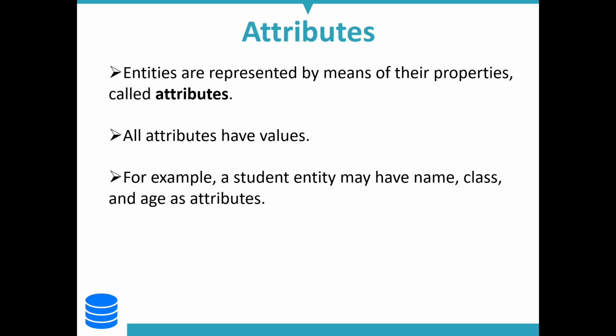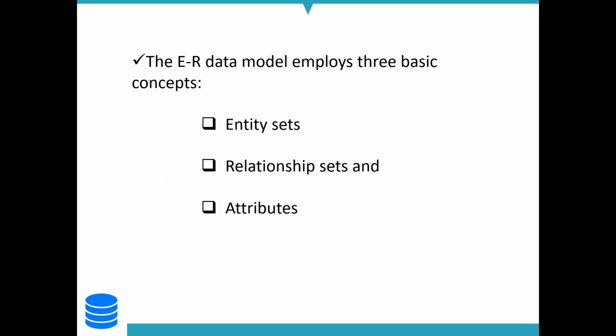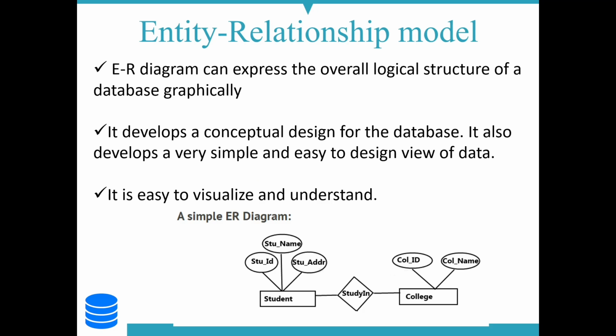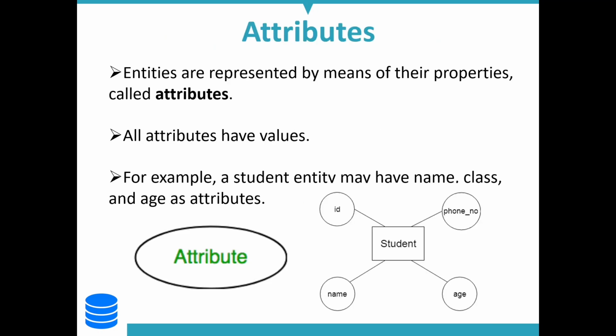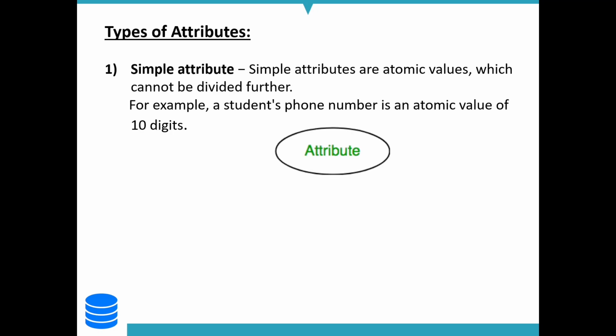Entities are represented by means of their properties, called attributes. For example, a student entity may have name, class, and age as attributes. Take a simple example: student ID, name, address are the attributes of the student. Here you have college with the attributes college ID and college name. Student is the entity with the attributes ID, phone number, name, and age, the attributes of the student entity.